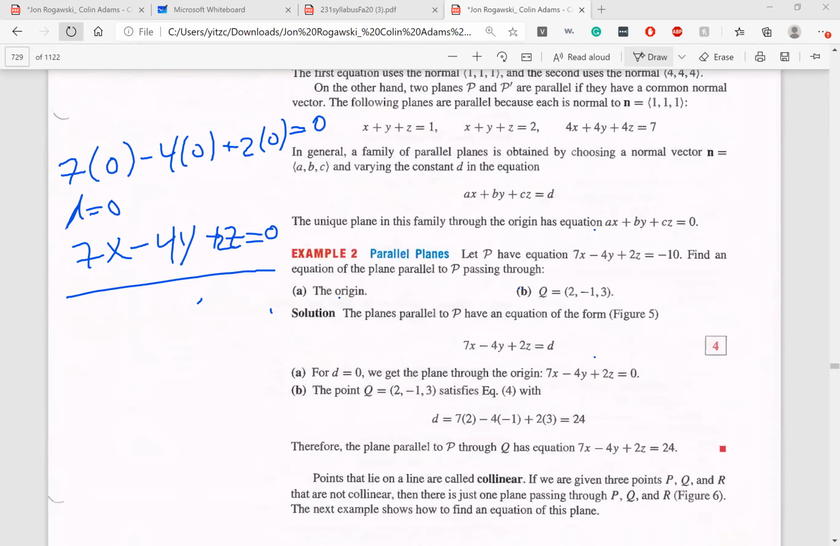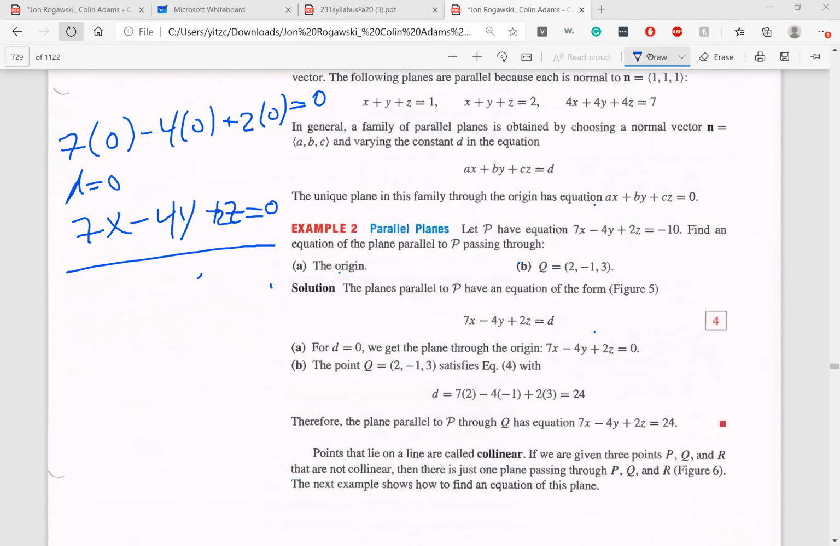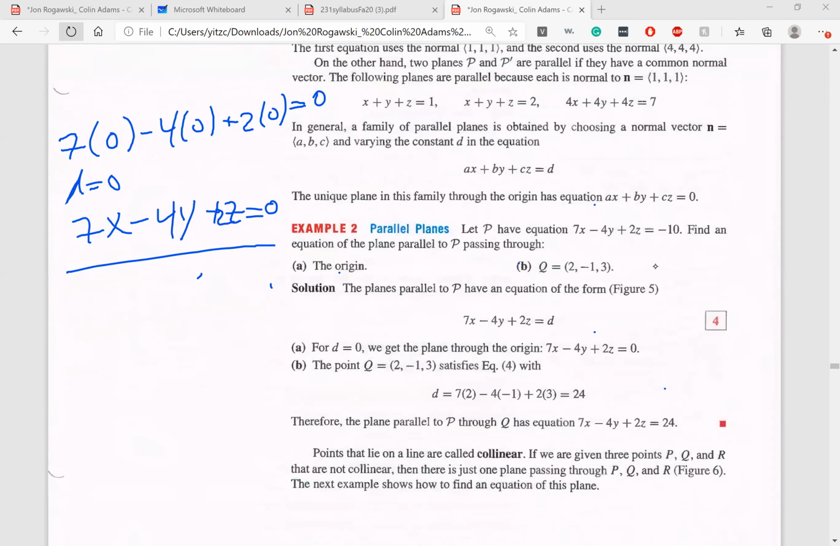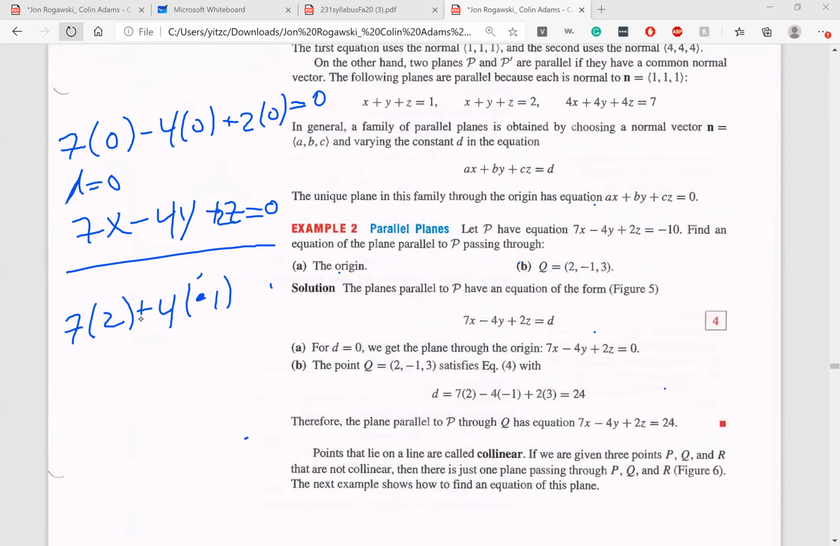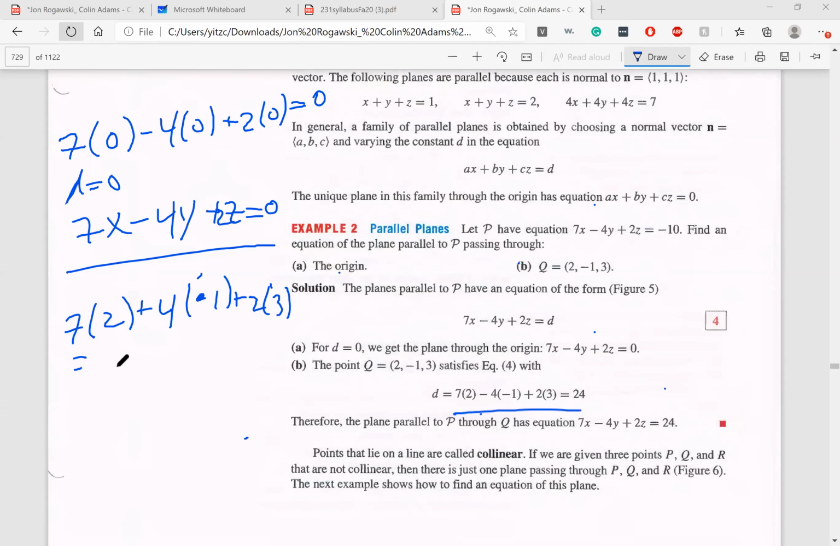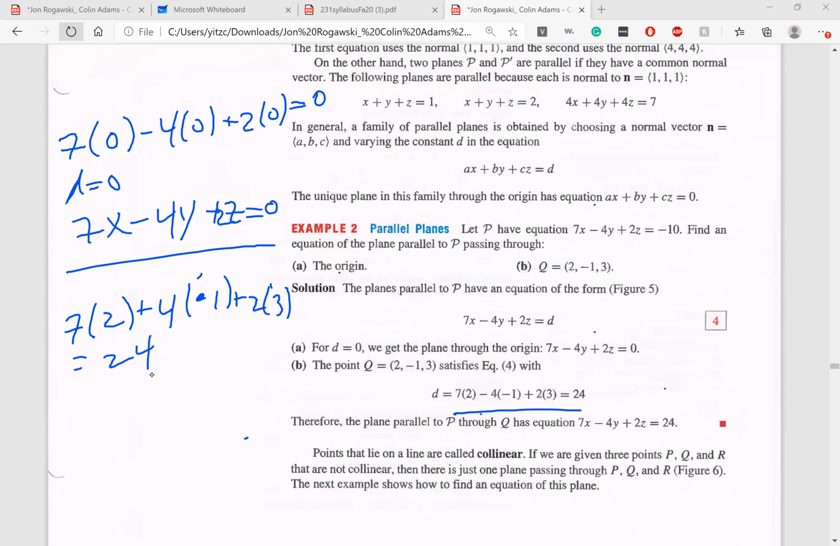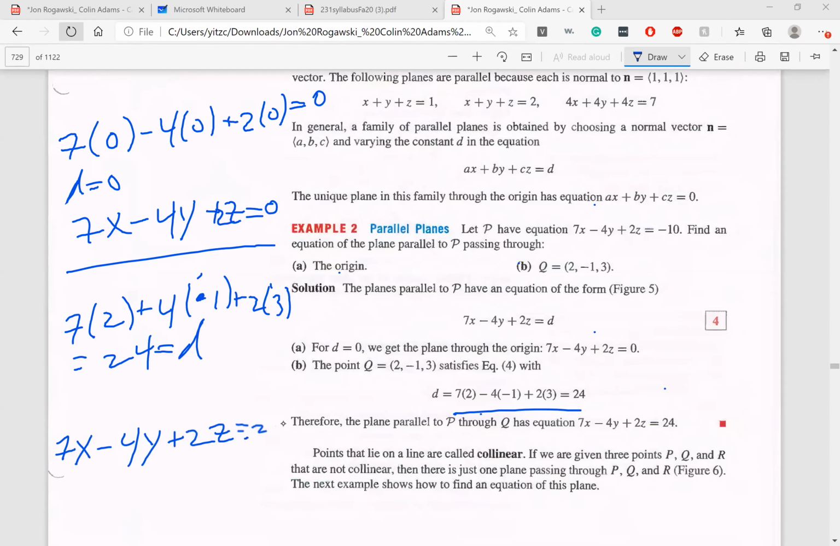For question B, it's going to be very similar. Again, you just plug it in. So you're going to get 7 times 2 minus 4 times -1, so this is going to be plus, and then plus 2 times 3. And then this is going to be equal to, and I'm going to cheat and just look here, 24. So this is equal to your d. So now your equation is going to have the form 7x minus 4y plus 2z is equal to 24.